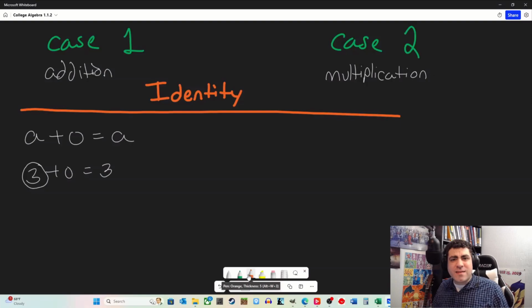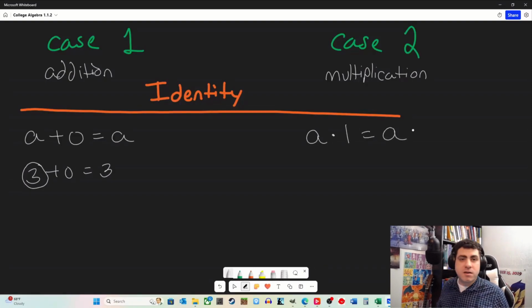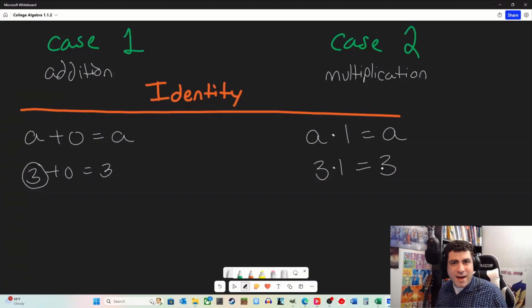Very, very similar for multiplication. Check this out. Any number times 1 equals that same number. For example, if we have 3 times 1, the product is still 3. It does not change. The 3 keeps its identity.